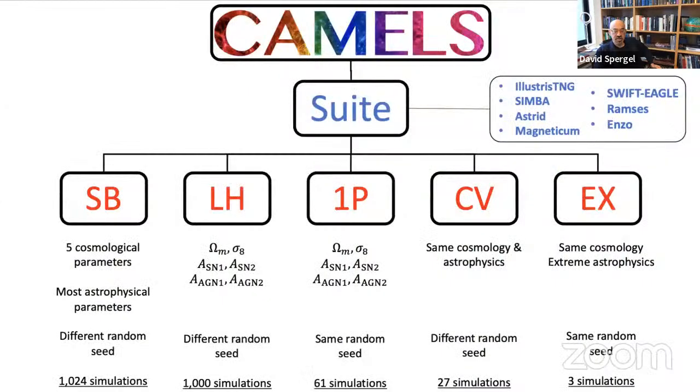For machine learning, we've done different pairs. In some, the cosmological parameters are kept the same and there are different random seeds for the initial conditions. In others, we keep the random seed the same and vary the cosmological parameters. In some, we look at extreme astrophysics to test its assumptions, and we do this for all these different simulations. All of these are available.